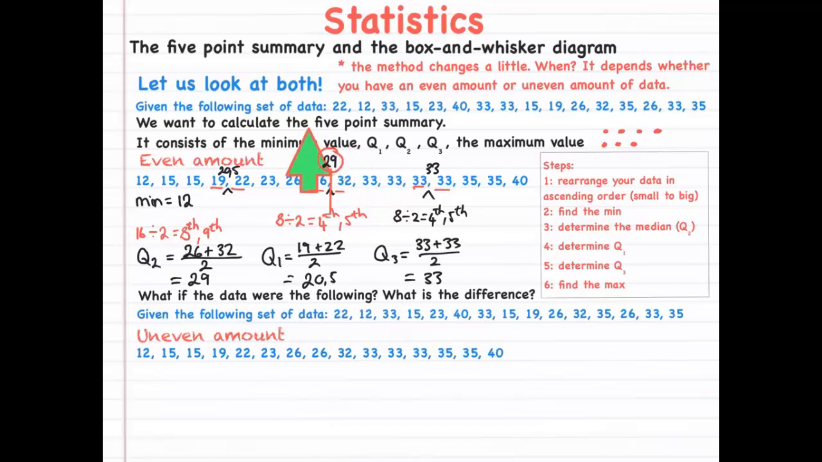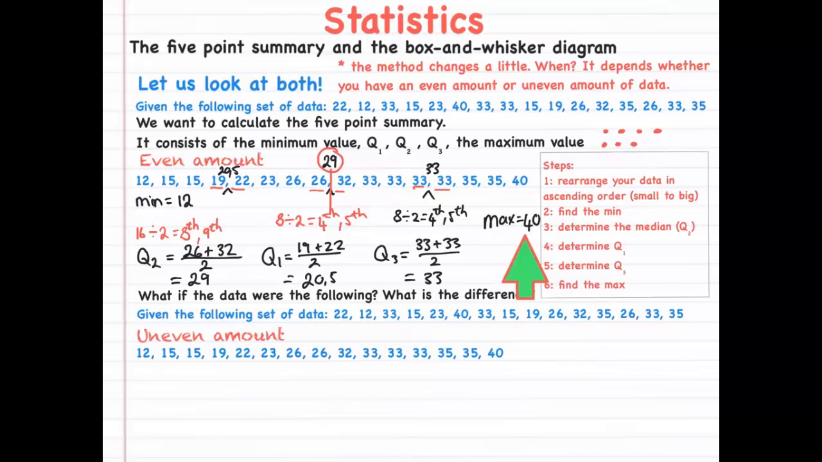The last one for our 5-point summary is our maximum value, which is the largest number in our data set. So I can simply say here that the maximum is equal to 40. So now we have our 5 points for our 5-point summary: our minimum, our median, our first quartile, our third quartile, and our maximum value.